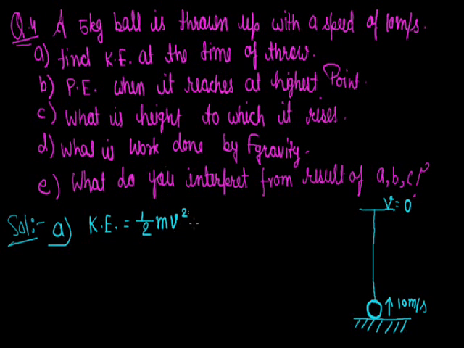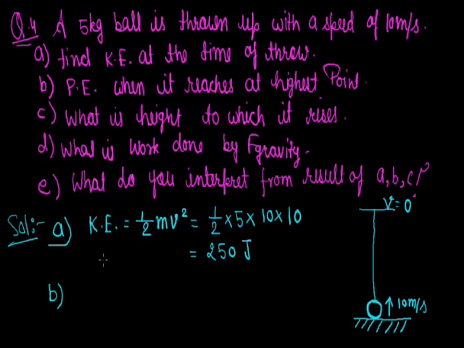As given in the question, its initial velocity is 10 meter per second. So here m is 5 kilogram, given in the question, and v is 10 meter per second. By solving this, we get kinetic energy 250 joule at the time of throw.